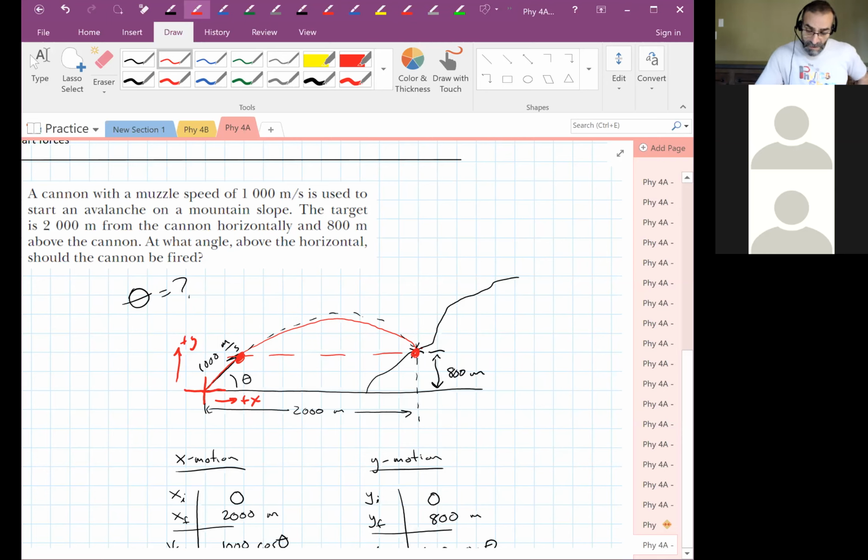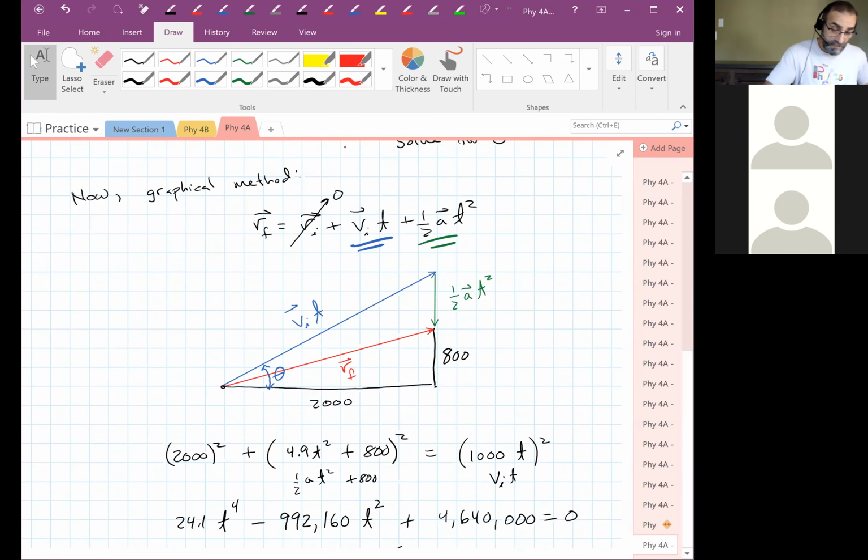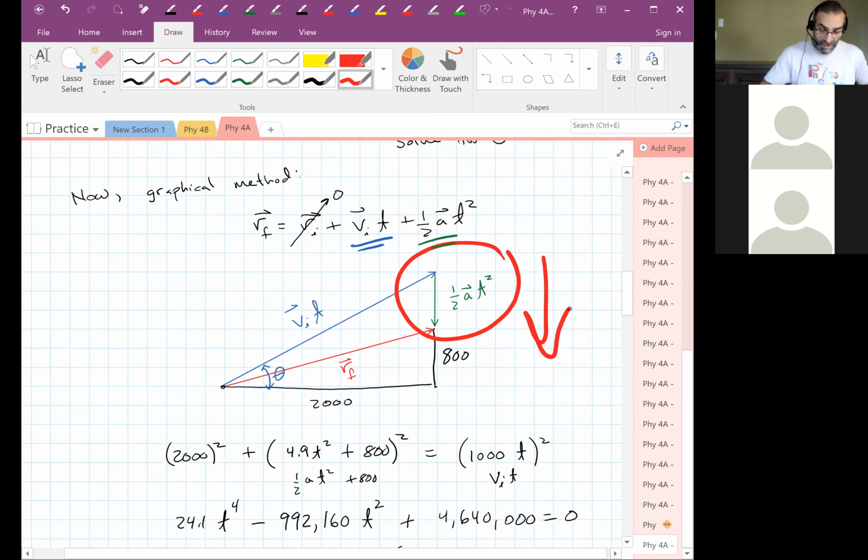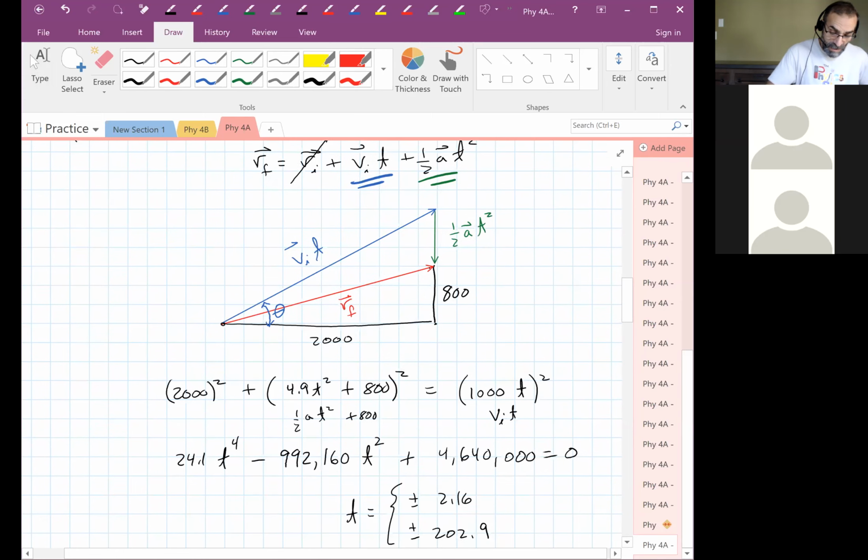Questions? Let's see. Why is gravity not negative? It's negative. It's right here. It's pointing down, right? I took the direction into account with that. This is the magnitude. 1/2 at squared is the magnitude of that vector, right? We okay with that?